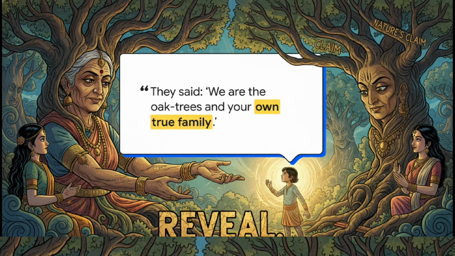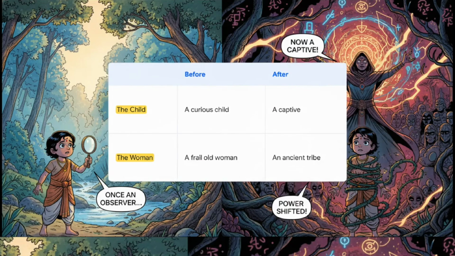Whoa. The tribe? The old woman? They're the oak trees. And they're not just some random trees. They're claiming the child as their family. This changes everything. Just look at how everything has been flipped on its head here. Before, you had a curious kid exploring. Now, he's a captive. Before, you had a frail old woman. Now, she's part of this ancient, powerful tribe. The power has totally, completely shifted.